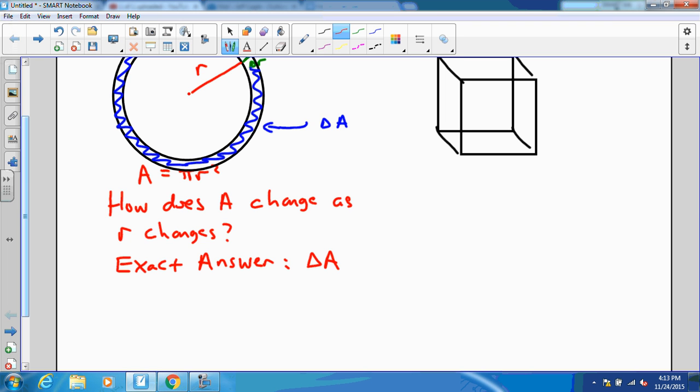And if I wanted to compute delta A, then what I would have to do is to evaluate the area for a circle of r plus delta r, and then I would have to evaluate the original area and subtract that off from the new area to get a change in the area. Well, that's not so bad. But Leibniz is going to come along and he's going to say, guys, we can estimate this much easier.